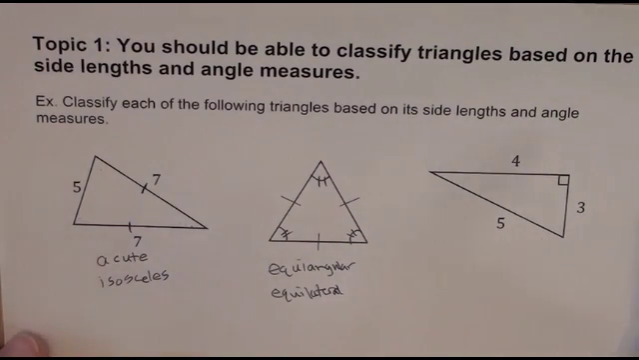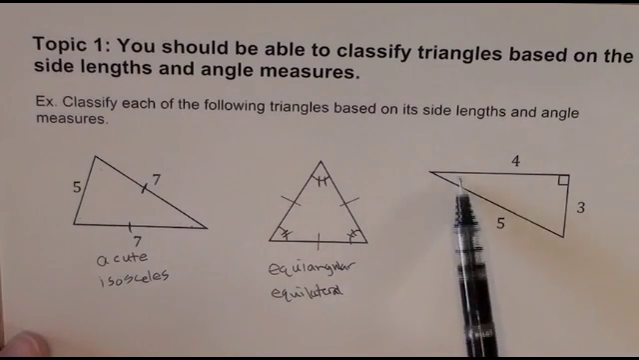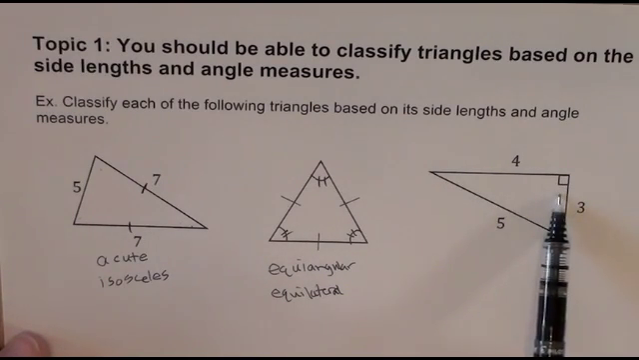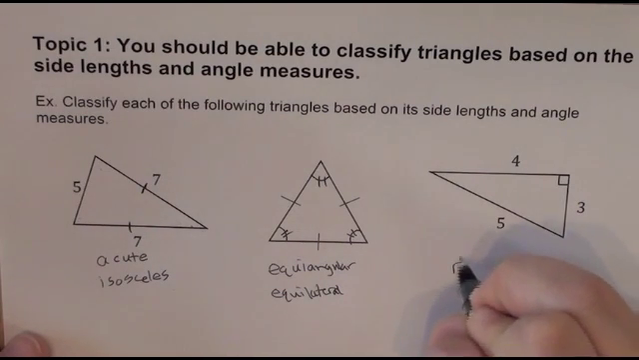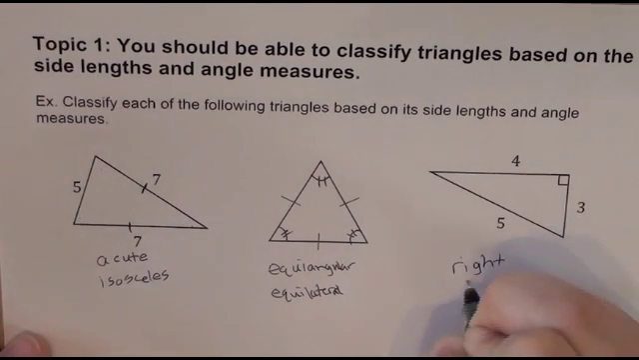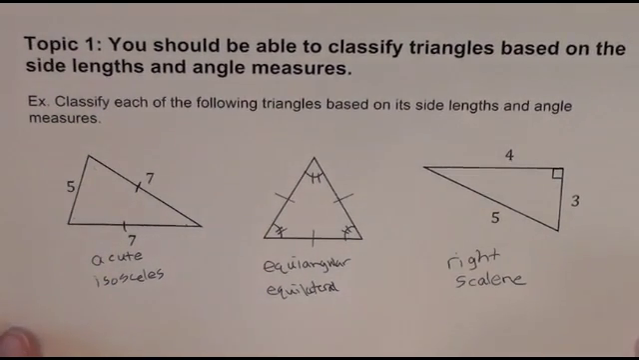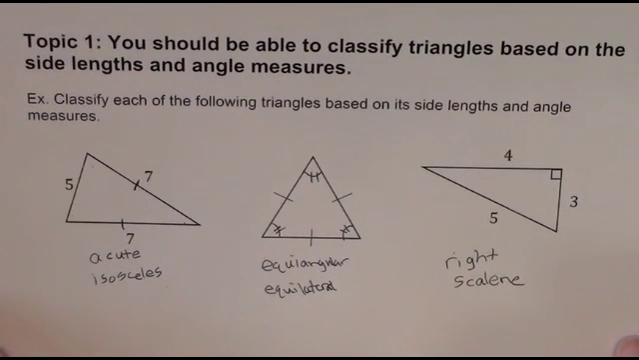The third triangle, side lengths are 3, 4, and 5. That means three different side lengths. We call that scalene. And then look at the angle measures. These two aren't marked, but this one right here is clearly marked 90 degrees in the corner. So we call it a right scalene triangle. 90 degrees and three side lengths that are all different in measure.